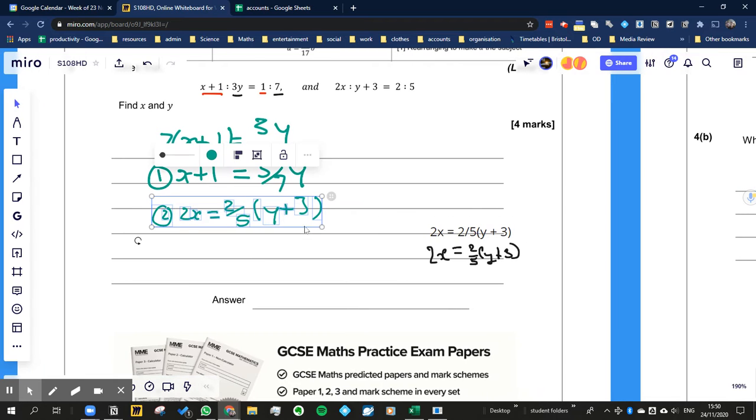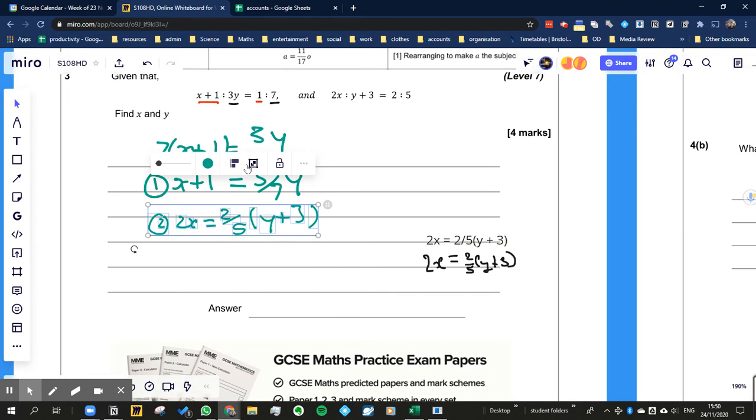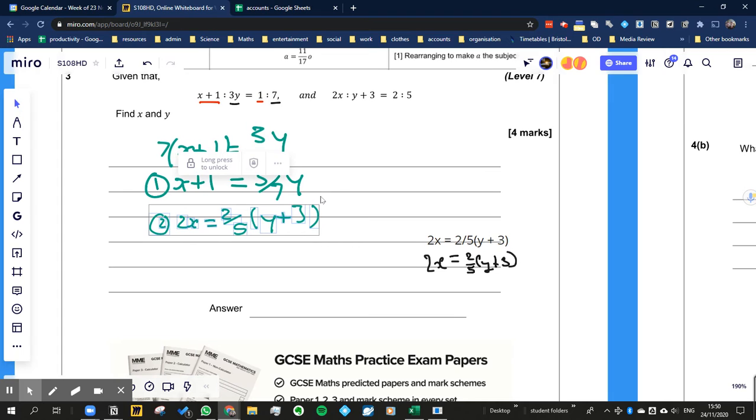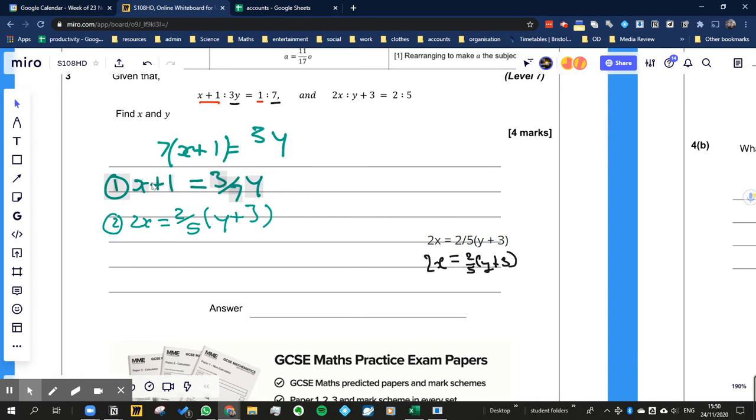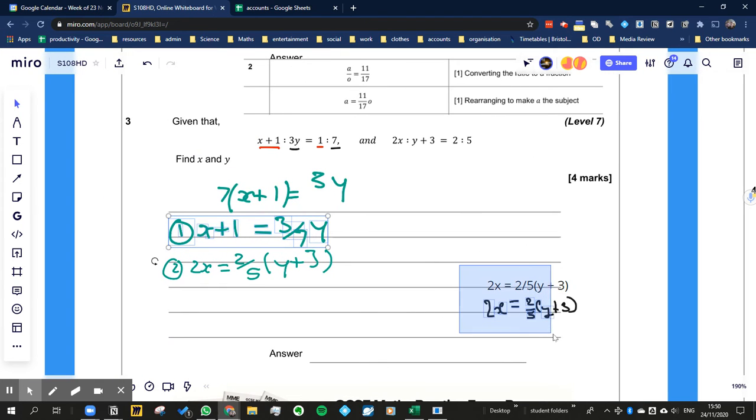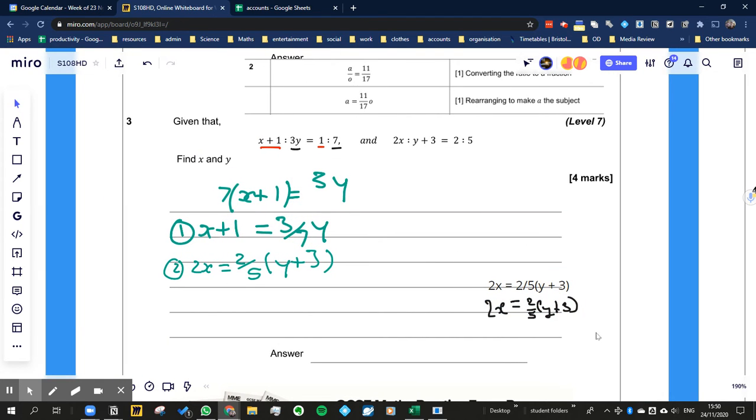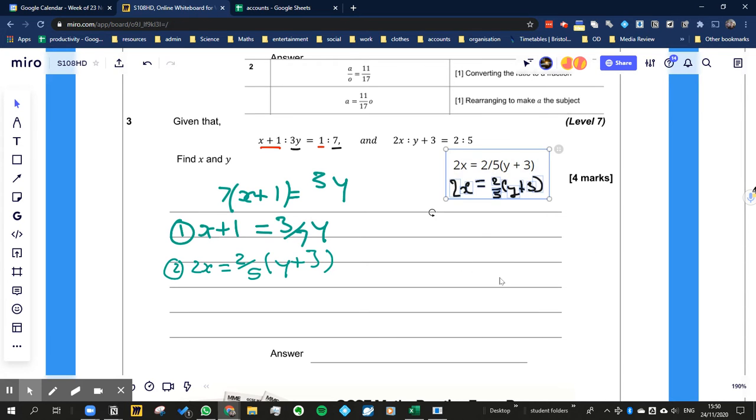Now what we're going to try to do is rearrange these formulas so that we can essentially combine them and have one of either the x or the y cancel out, and this would mean that we can have an equation with one variable. So the problem is, whenever you solve any equation, you can't solve an equation if it's got two unknowns.